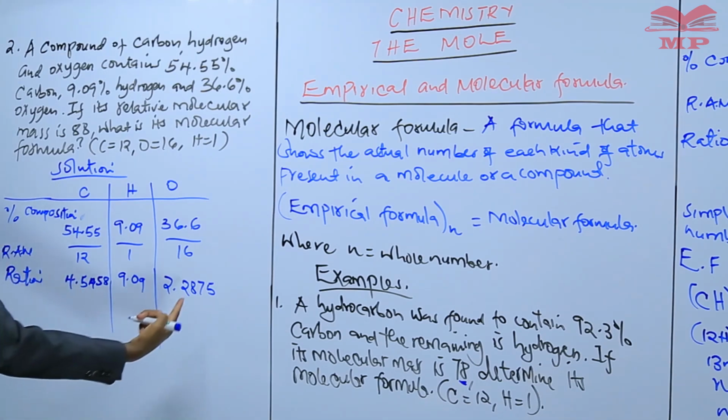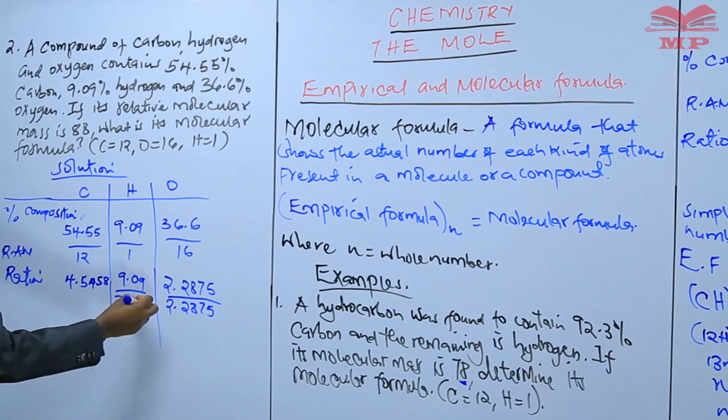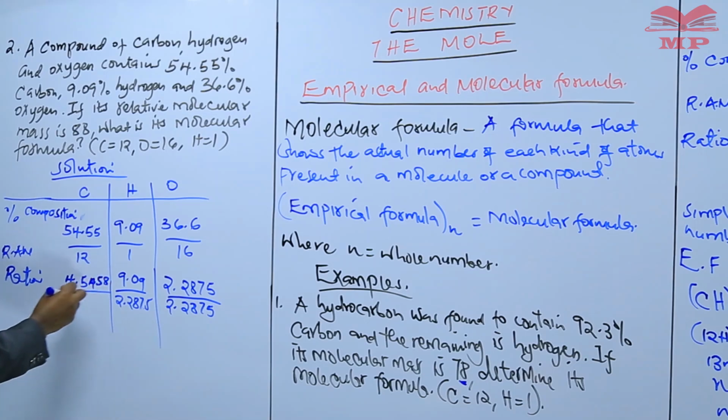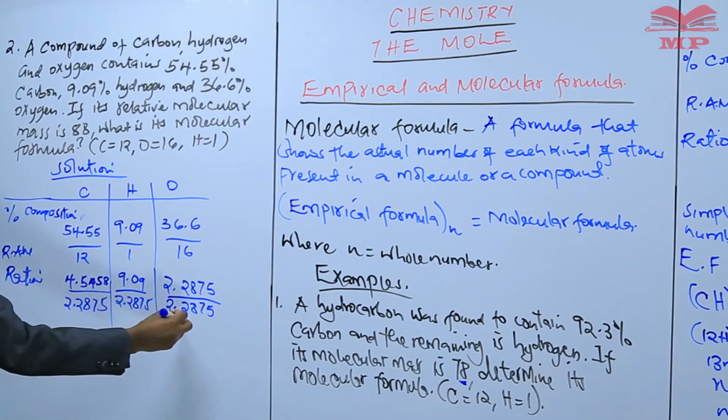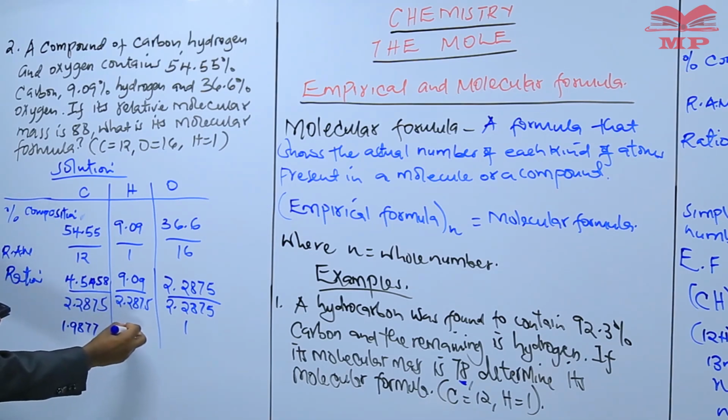Therefore, you divide by the smallest, and the smallest among the three is 2.2875. Dividing each by 2.2875, carbon gives 1.9877, hydrogen gives 3.9738, and oxygen gives 1.